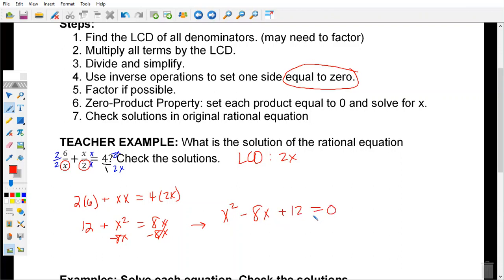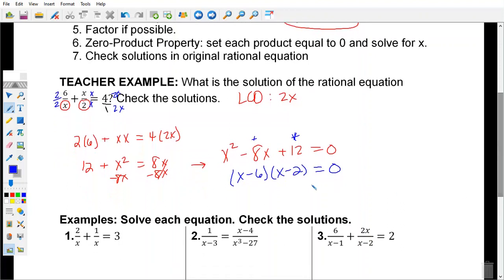Now this is just a quadratic, a simple quadratic at that. So I'm just going to factor it. I'm asking myself what multiplies to give me 12, what adds to give me negative 8. And that would be x minus 6 and x minus 2. That's because negative 6 plus negative 2 is negative 8, and negative 6 times negative 2 is positive 12. So from there, I can now say that x equals 6 and x equals 2 are my two possible solutions. The last step is to check your solutions in the original rational equation.